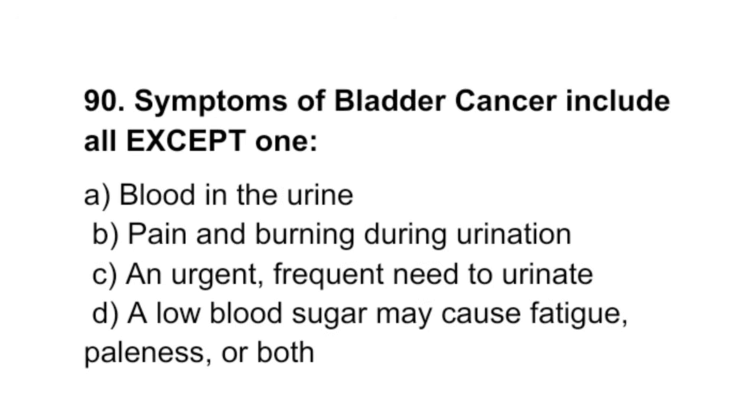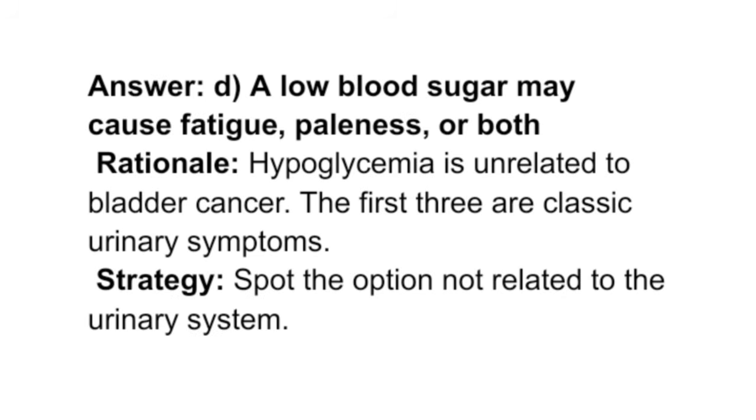90. Symptoms of bladder cancer include all except one: A. Blood in the urine. B. Pain and burning during urination. C. An urgent, frequent need to urinate. D. A low blood sugar may cause fatigue, paleness, or both. Answer: D. Rationale: hypoglycemia is unrelated to bladder cancer. The first three are classic urinary symptoms. Strategy: spot the option not related to the urinary system.